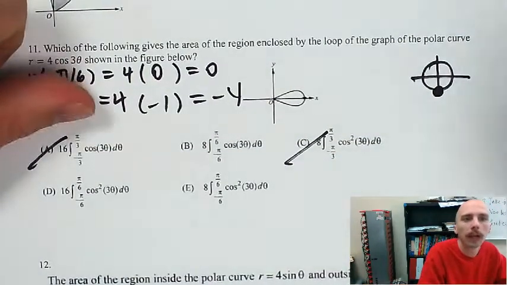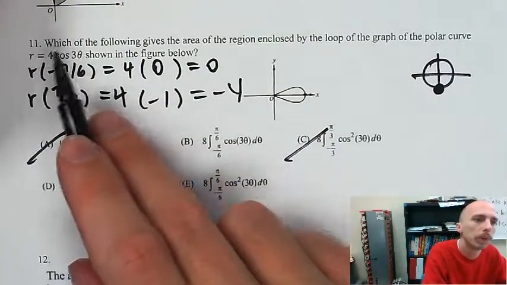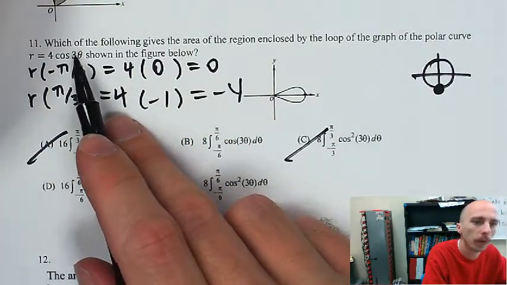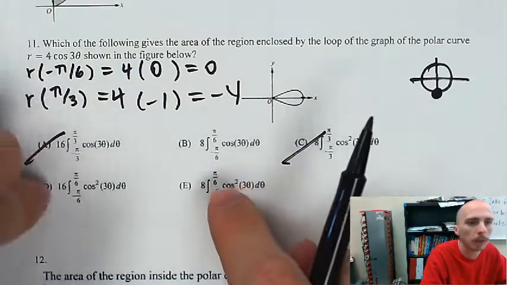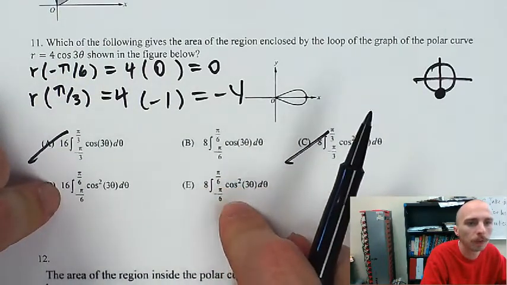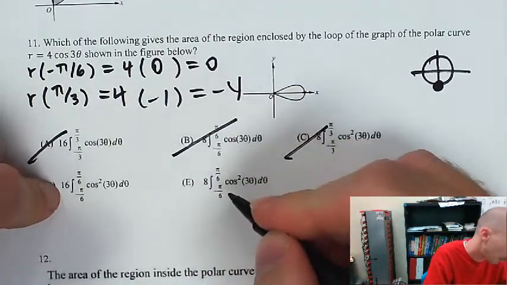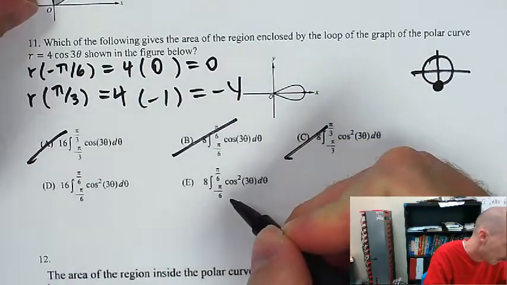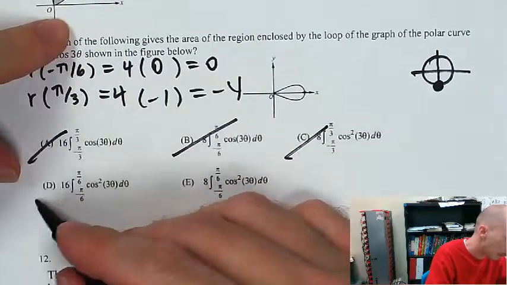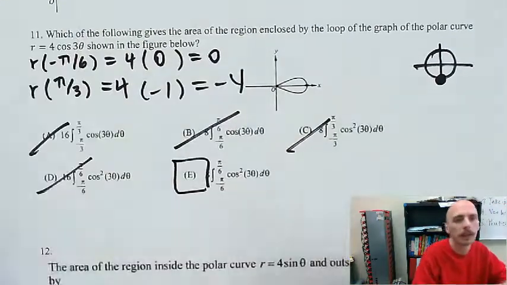Now we know it's 1/2 r squared d theta. R squared would be 16 cosine squared, but then we've got to divide by 2. What's the difference between the remaining choices? This one I didn't remember to square cosine 3 theta, and this one I forgot to divide by 2, so that means it has to be e.